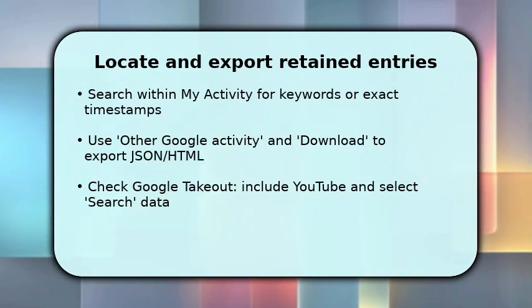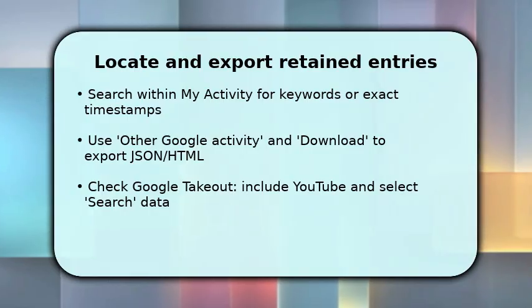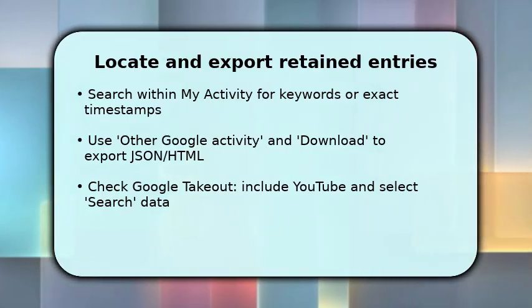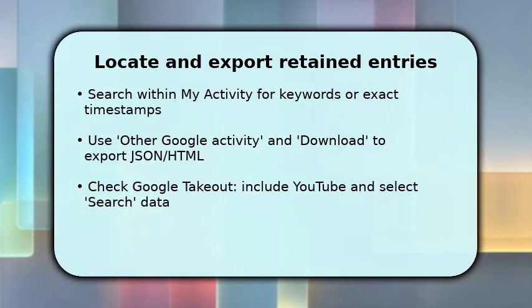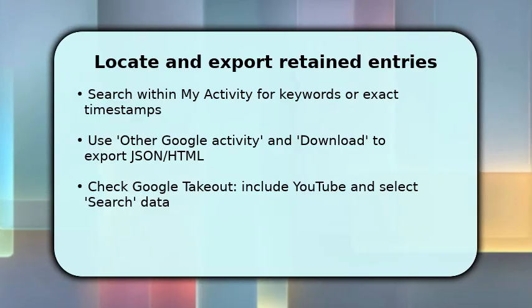Next, search within My Activity for likely keywords or approximate timestamps. That helps you pinpoint retained search items quickly. If you see entries, use the three-dot menu to view details and choose Export to save a record.